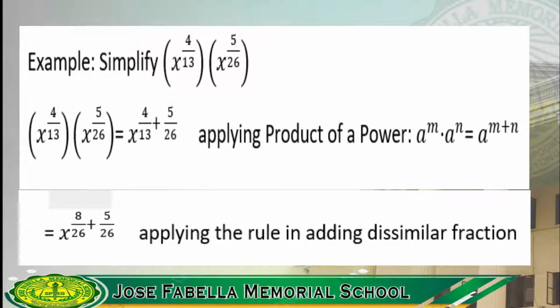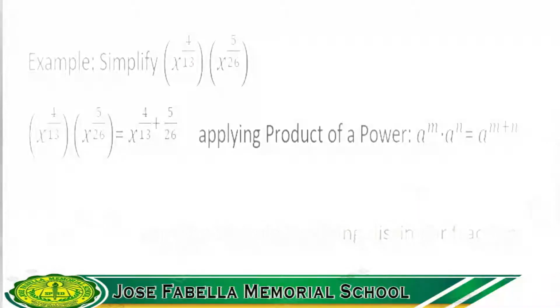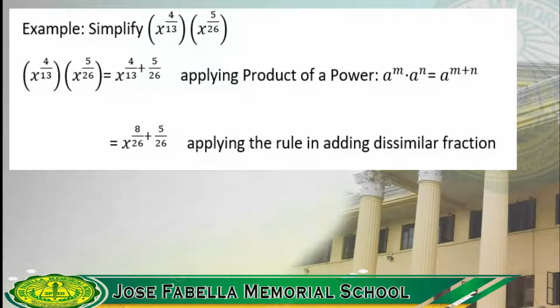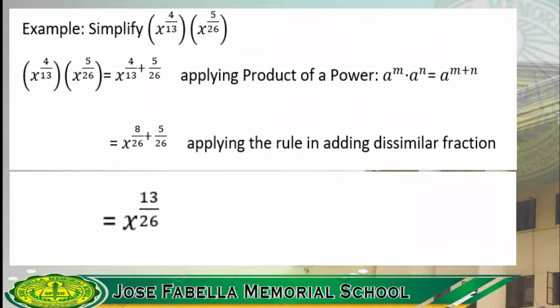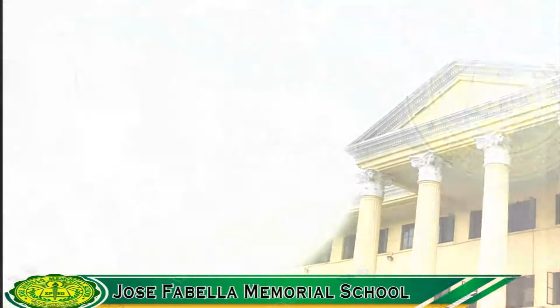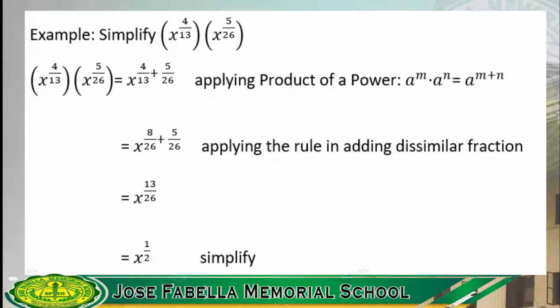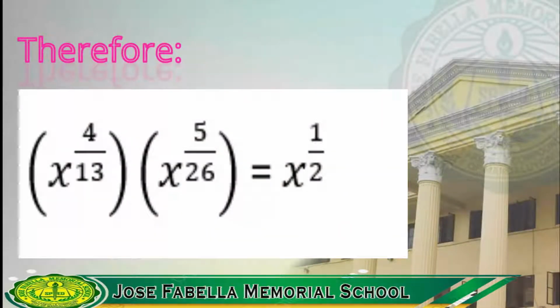So we have x raised to 8/26 plus 5/26. The answer is x raised to 13/26. Simplifying the rational exponent, we have x raised to 13/26 equals x raised to 1/2. Therefore, quantity x raised to 4/13 times quantity x raised to 5/26 equals x raised to 1/2.